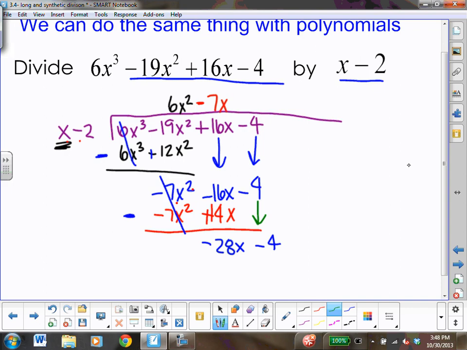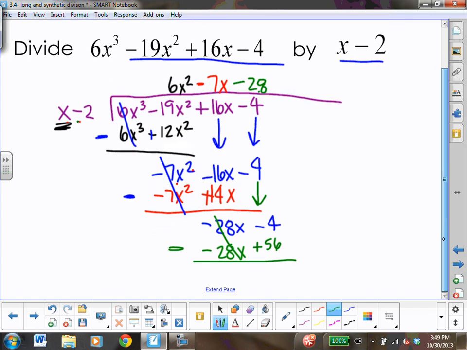And then for my final step, I need to repeat the process. So I have, how many times will x go into negative 28x? X, and that's negative 28 times. And then you multiply. Negative 28 times x is negative 28x. And then negative 28 times negative 2 is positive 56. And then you subtract again. So those cancel. And you are left with 4 minus 56, which is negative 60.